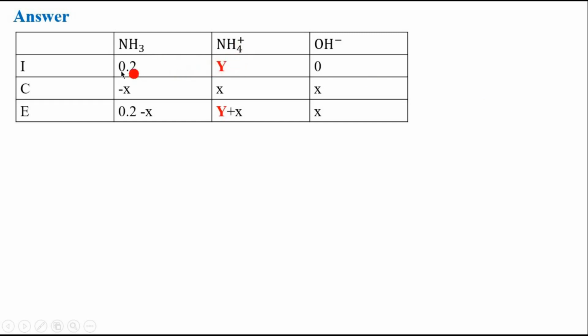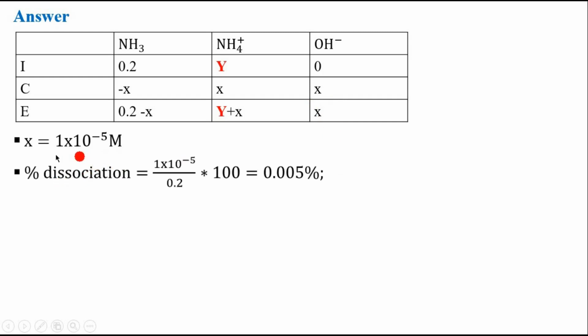This one we know. Then the remaining one will be Y plus X, because it is the initial amount plus X. Now we need to determine this Y. That's what they're asking: what is the quantity of ammonium nitrate which was there before. X was given, because the hydroxide was given, so you can add it and determine Y. That means here we have the percentage dissociation. The X is equal to 1 times 10 power negative 5. We get this X from the hydroxide, because the hydroxide was given.